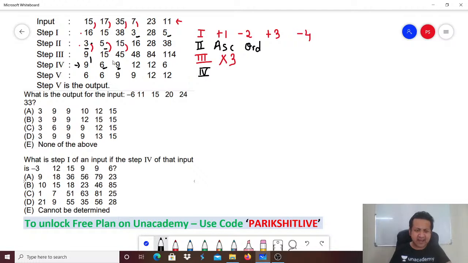So 9 is 9. 15 is 1 plus 5, 6. 45 is 4 plus 5, 9. 48 is 4 plus 8, 12. Perfect. You should be getting this. This is nothing but sum of digits.